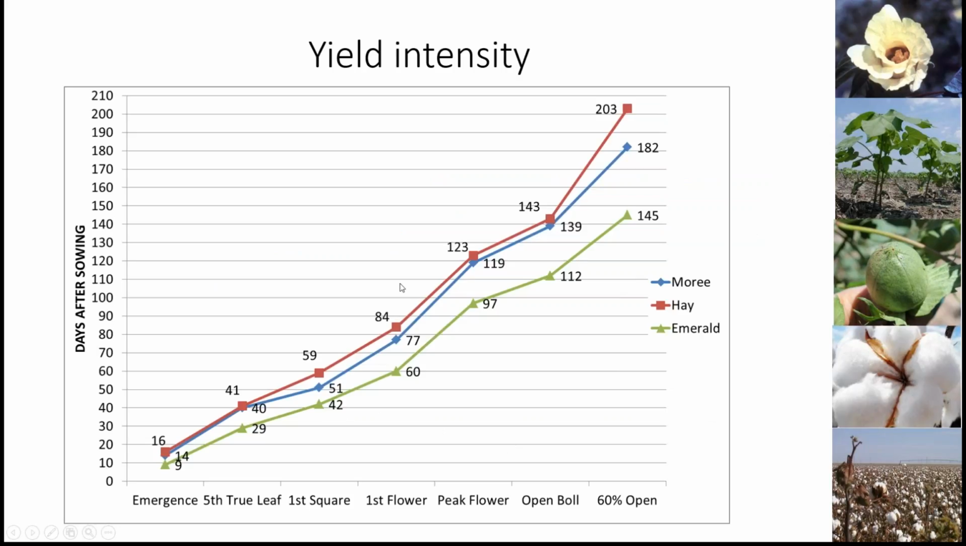And getting yield right, getting the nitrogen rate for the yield, is very important. As described yesterday, the time to 60% open bolls on average since 1996, across the 1996 to 2012 period when I did this graph, you can see in Emerald to grow a crop of 10 bales they need 145 days. If you grew the same yield at Hay, it would take 203 days. A lot more time to accumulate nitrogen, therefore the intensity in Emerald is so much higher, we need a higher concentration.